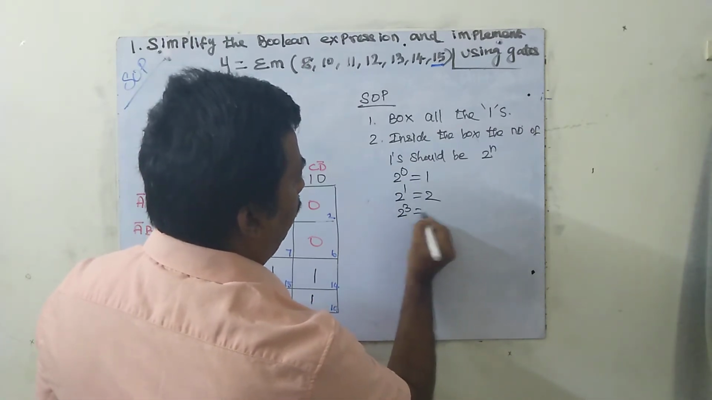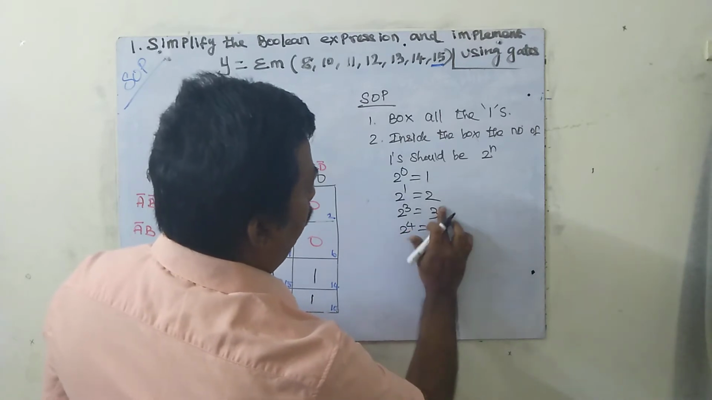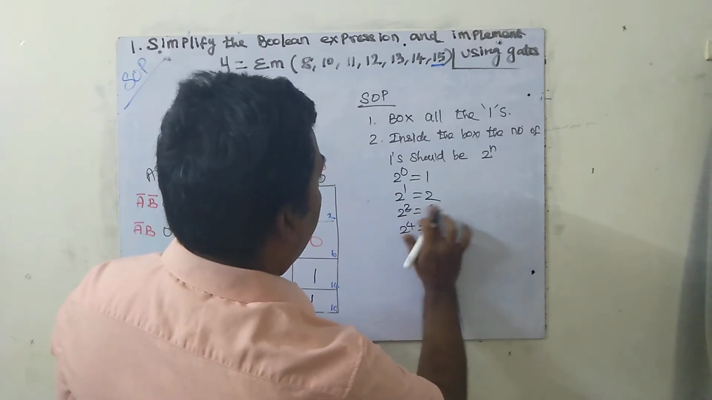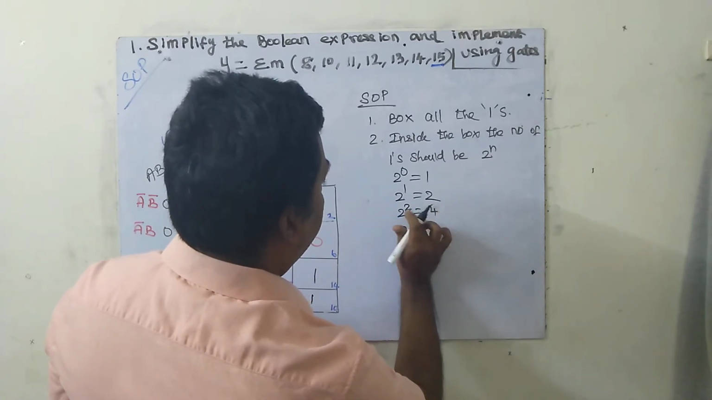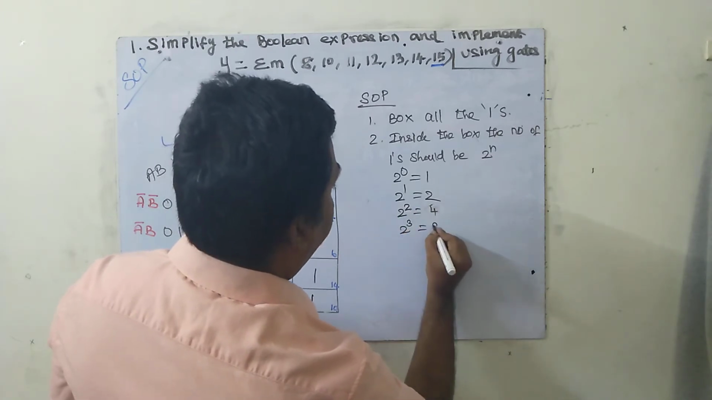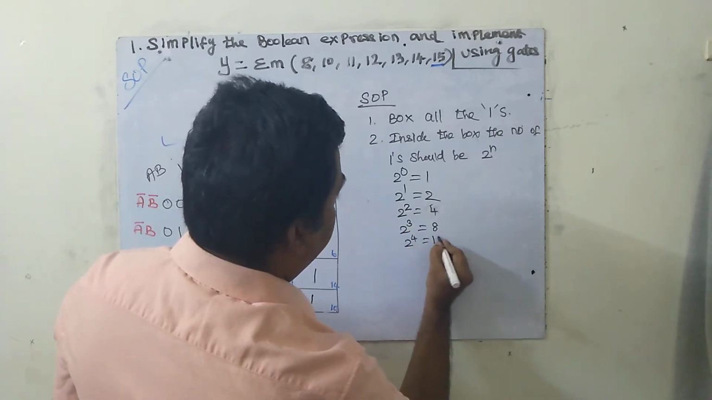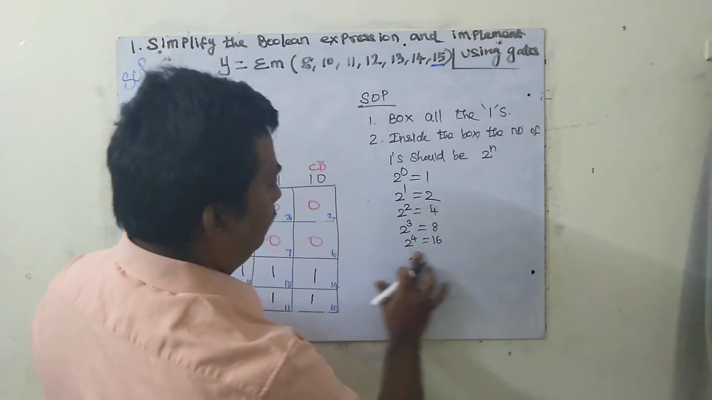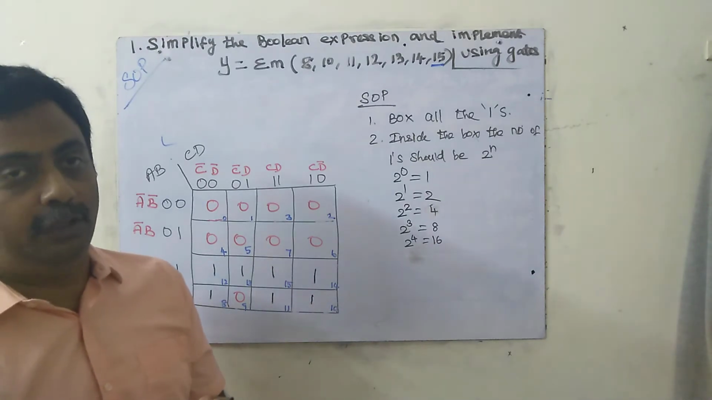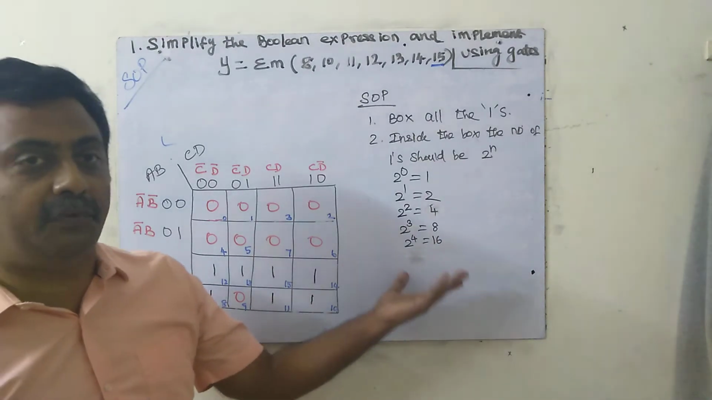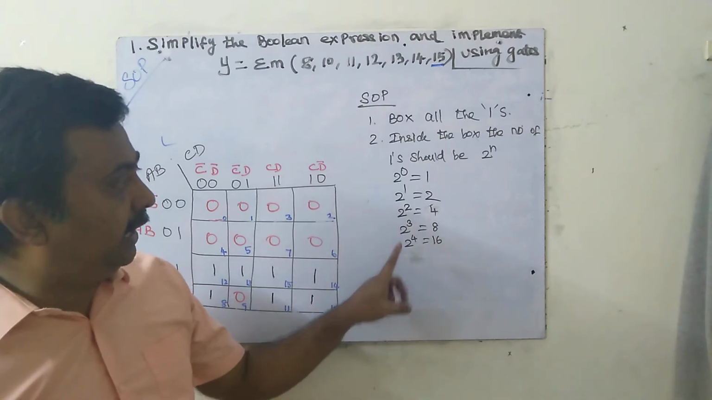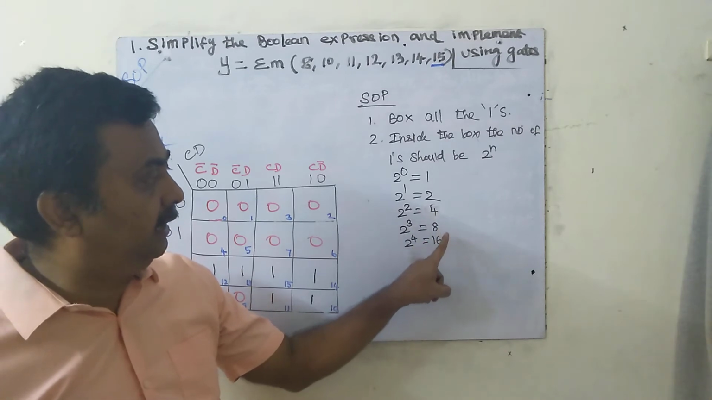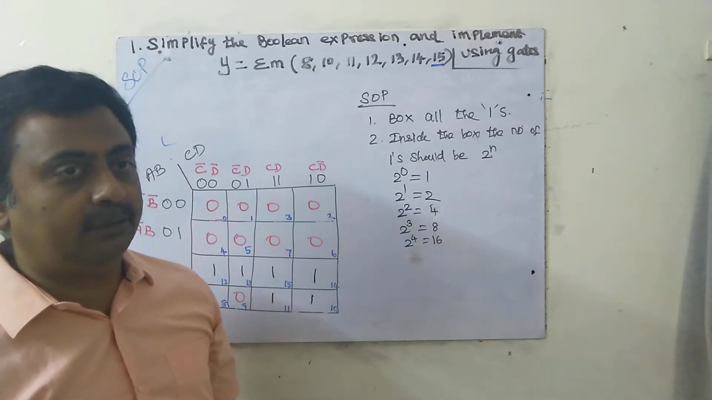2 power 2 equals 4. 2 power 3 equals 8. 2 power 4 equals 16. So I have to box like this only. See, I cannot box 3. I cannot box 5. If 5 ones are there, I cannot box. Either I box 1, only 1 I can box, 2 I can box, 4 I can box, 8, 16. Like this only I can box it.